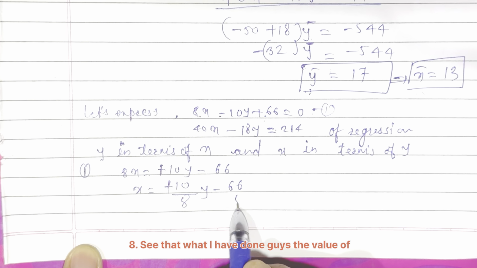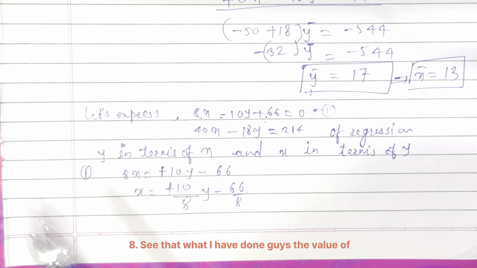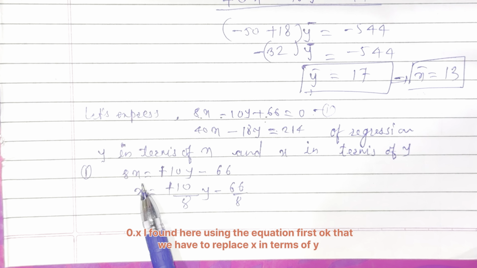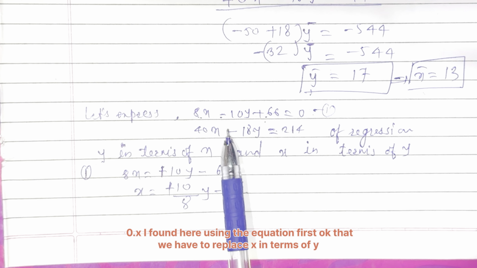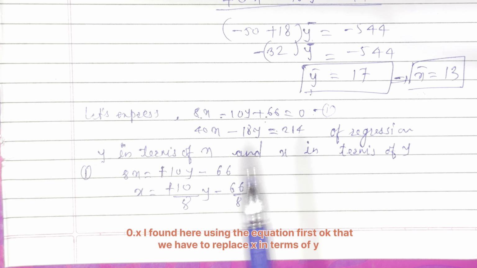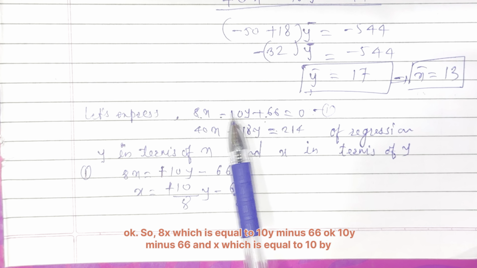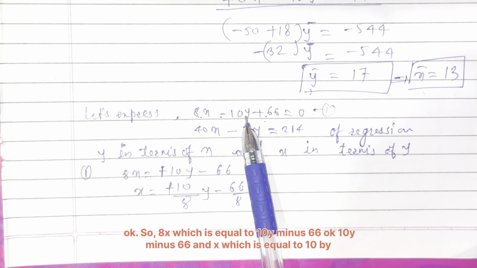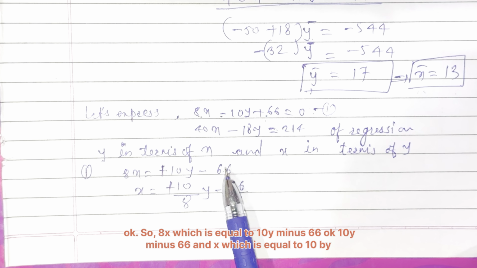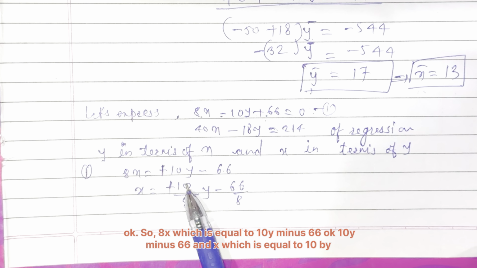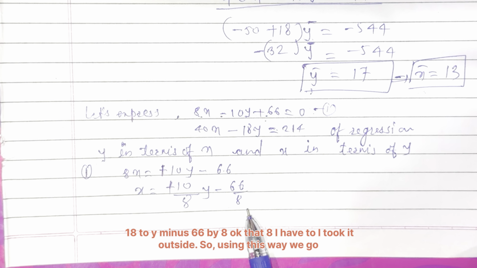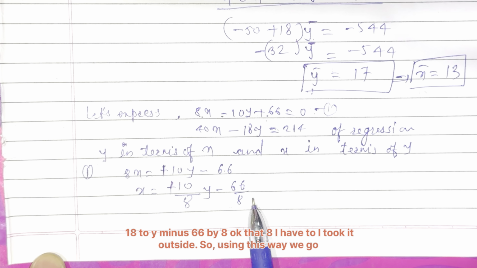See what I have done, guys. The value of x I found here using the equation first. We have to replace x in terms of y and y in terms of x, so we have to find out the value for x using the given equation. So 8x which is equal to 10y minus 66, and x which is equal to 10 by 8 into y minus 66 by 8. That 8 I took outside.